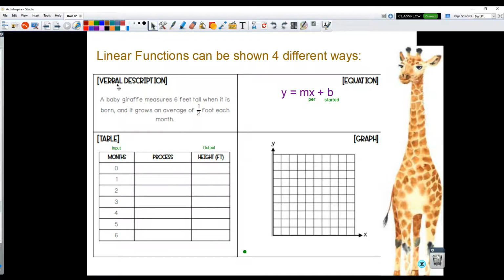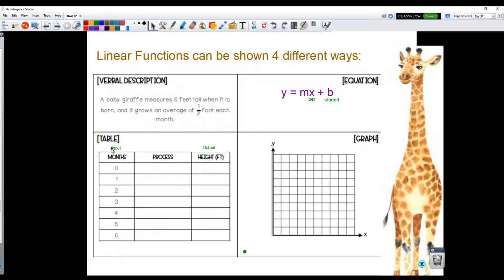So in this situation, we are given the verbal description. A baby giraffe measures 6 feet tall when it is born, and it grows an average of 1/2 foot each month. So, taking this information, we need to create an equation. Now, if you recall, in y equals mx plus b format, per is your x value, meaning each or every, whatever's happening over and over. And then the b is your one-time thing or where it started, something that's only going to be like, this is my starting point one time.